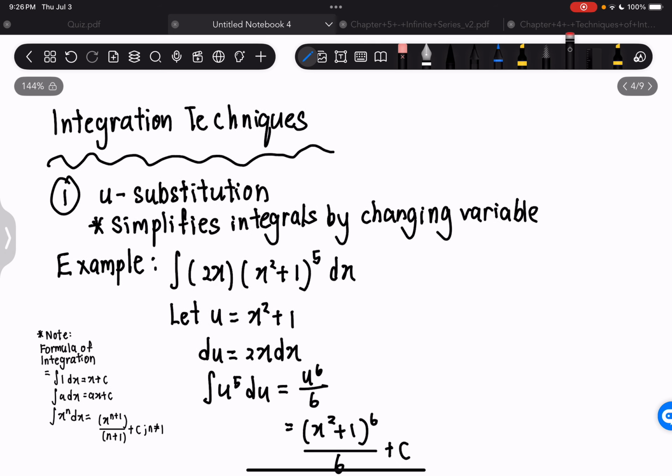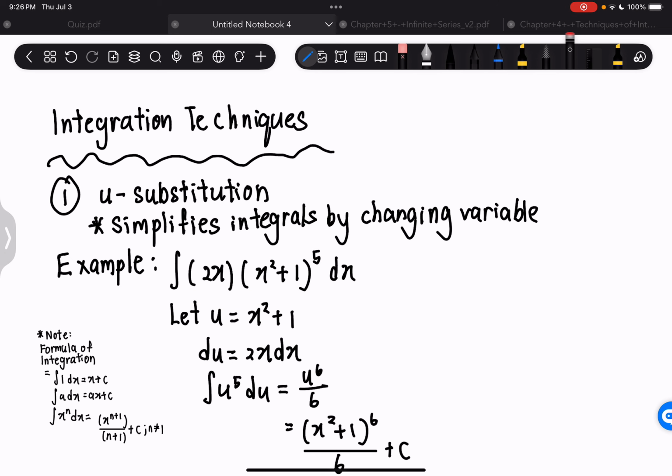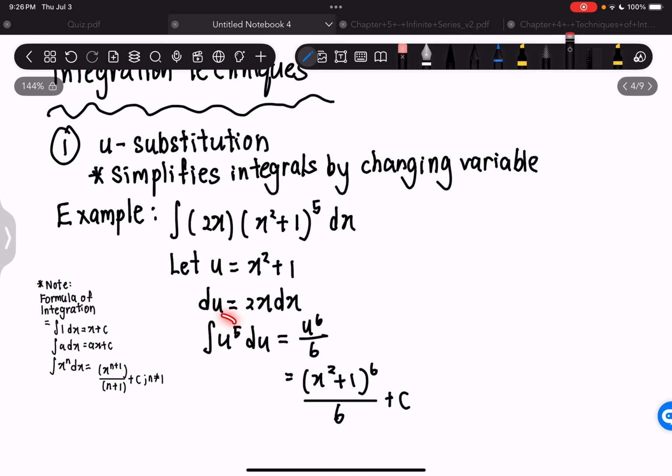So for the first one, integration techniques. As you can see, we use substitution. It basically simplifies integrals by changing a variable. We can see that u equals x squared plus 1, while du equals 2x. So you change the variable, and after you change it, you get this and follow these rules, then you can get the answer here.